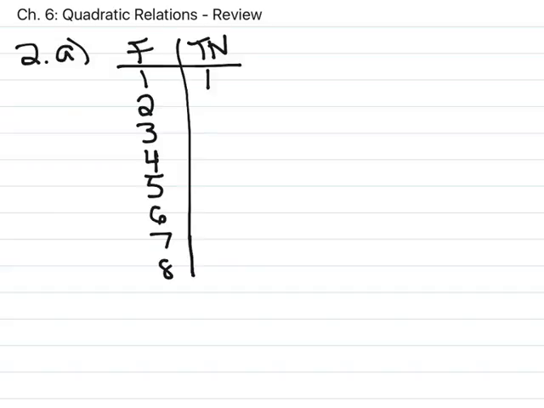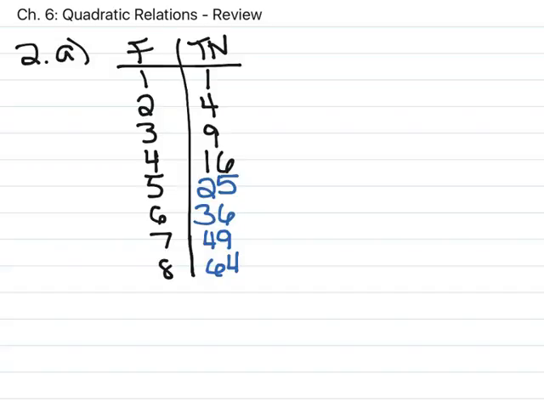So for 1, these are the numbers that are given: 1, 4, 9, and 16. When looking for a pattern here, you notice that 1 squared is 1, 2 squared is 4, 3 squared is 9, and so on. So to continue the table, 5 squared is 25, 6 squared is 36, 7 squared is 49, and 8 squared is 64. So that's part A.